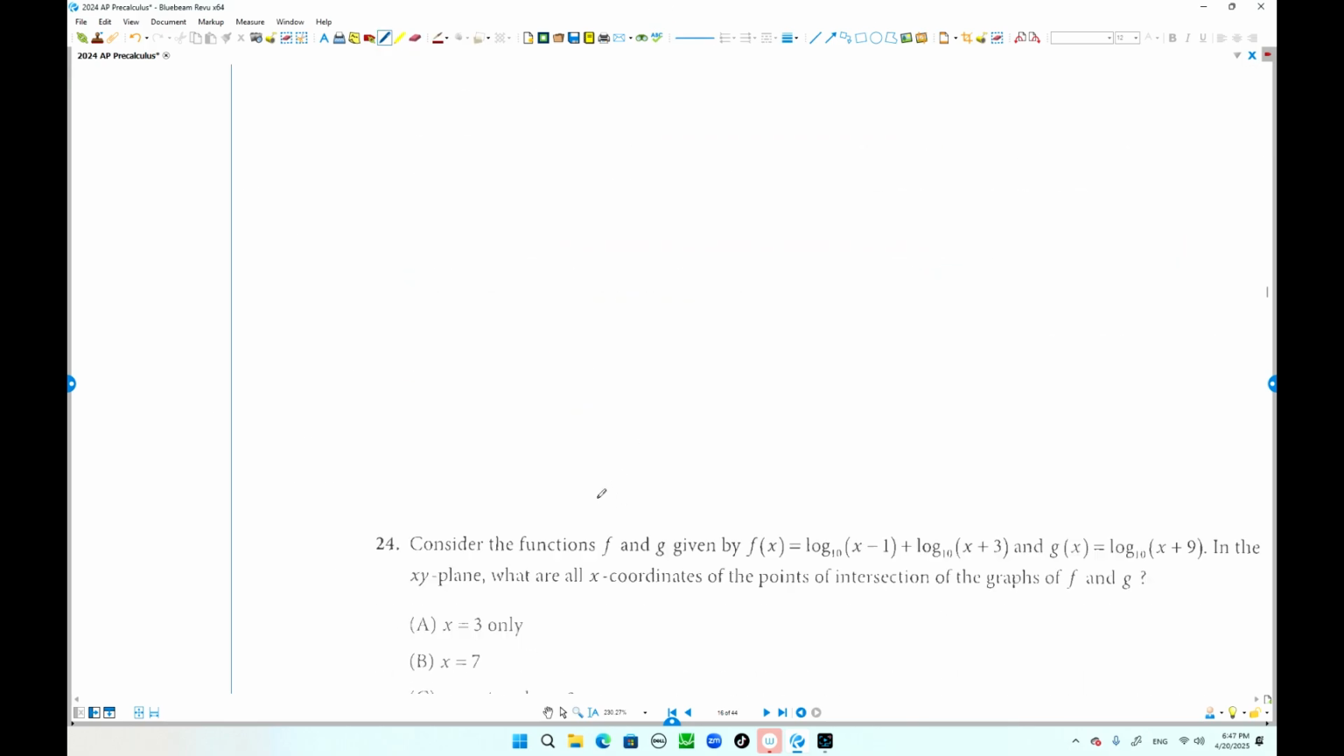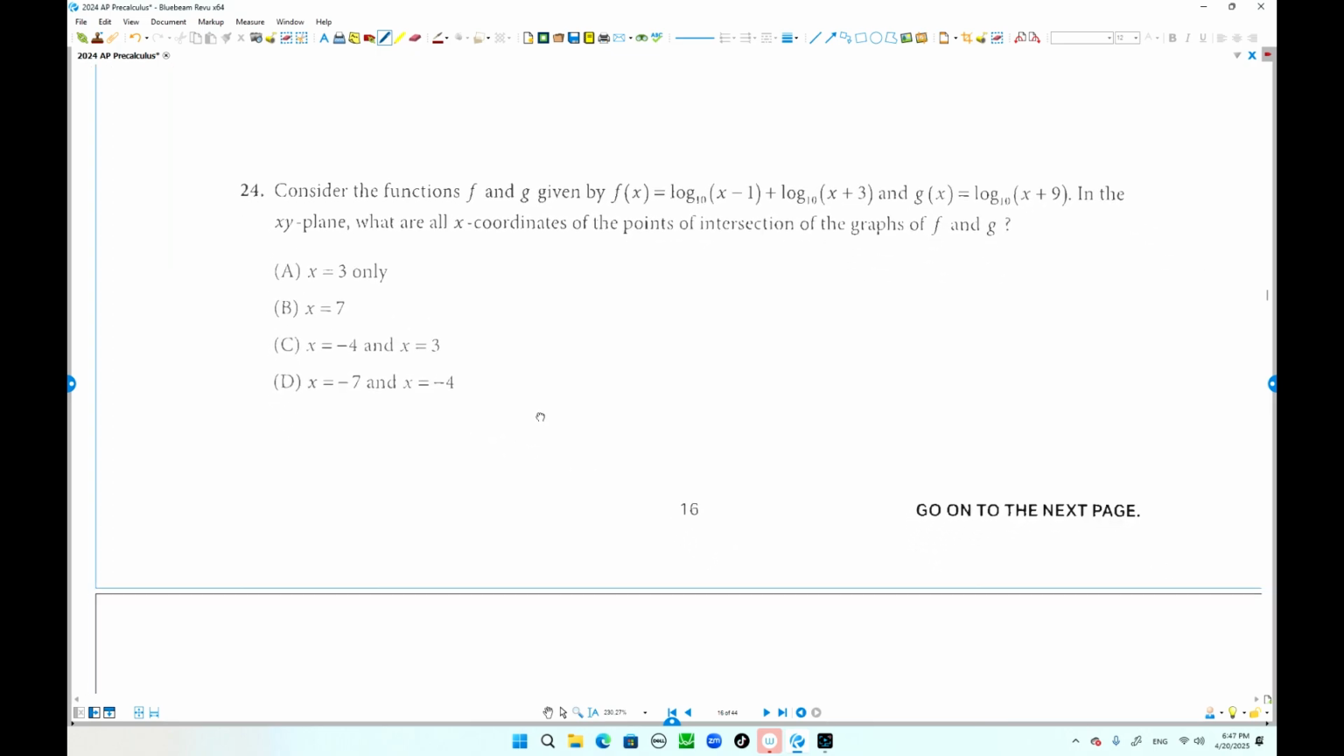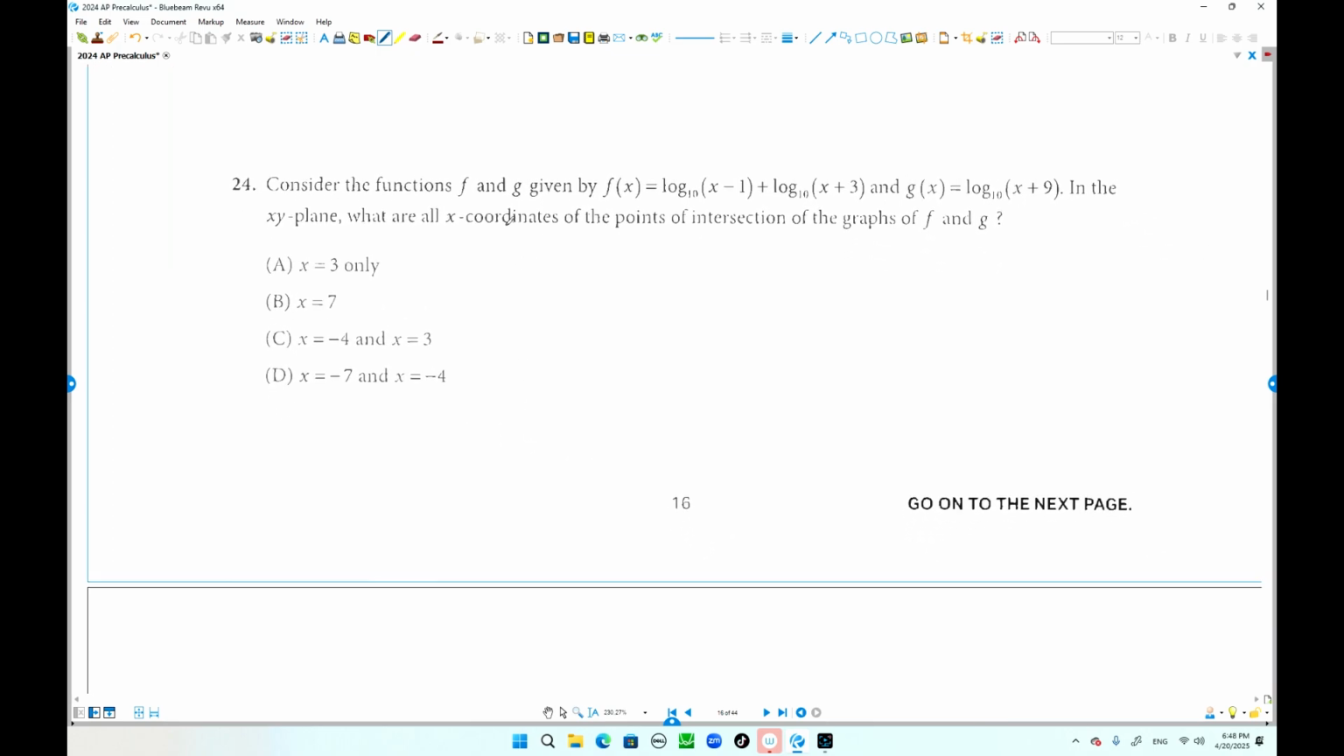All right, number 24 here. Okay, f and g are given by the equations. What are all the x-coordinates of the points of intersection of the graphs of f and g? Point of intersection, right? This one equals this one. All right, this one: log (x minus 1).